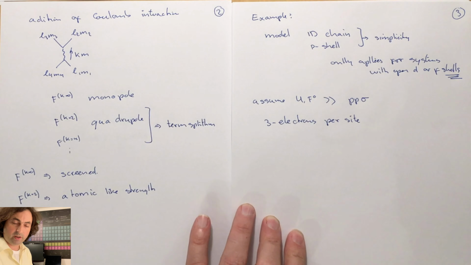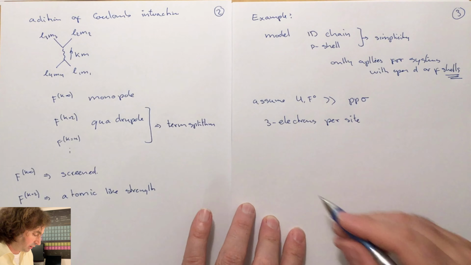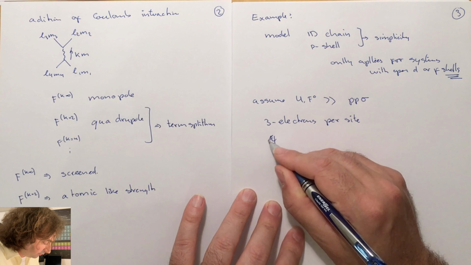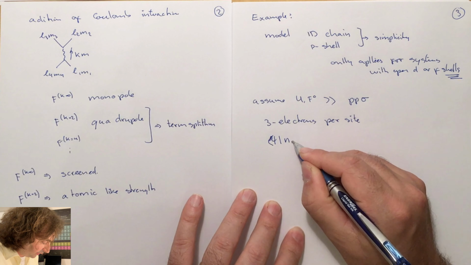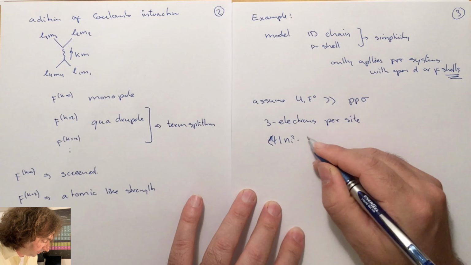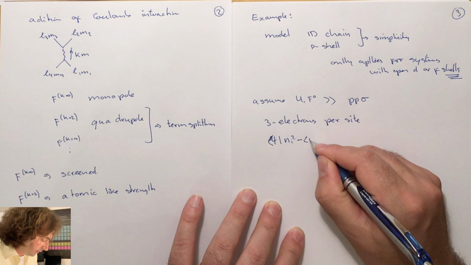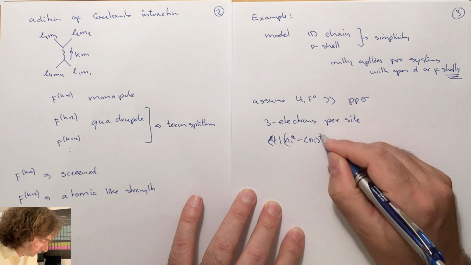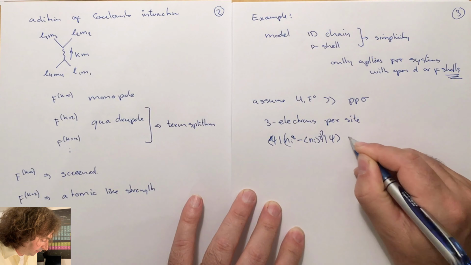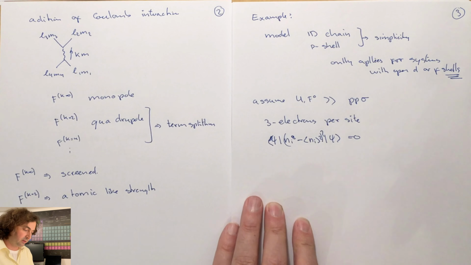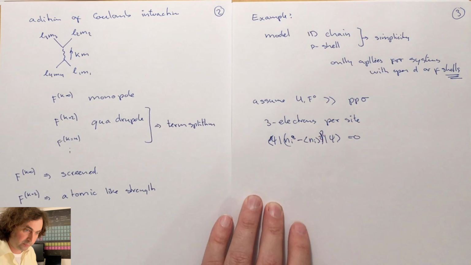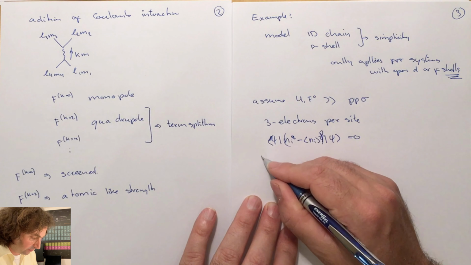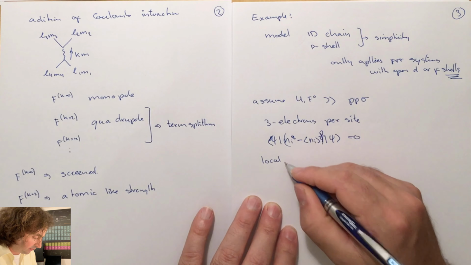Now, when U is much larger than the hopping, the charge fluctuations are going to go to 0. So the expectation value of Ni squared minus the expectation value of Ni, squared, is going to 0. There are no local charge fluctuations. We can then look at our ground state, our local ground state.